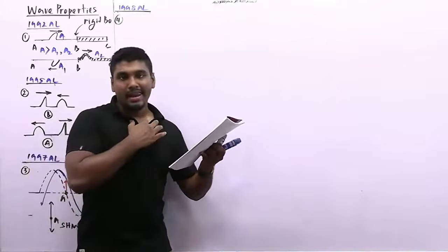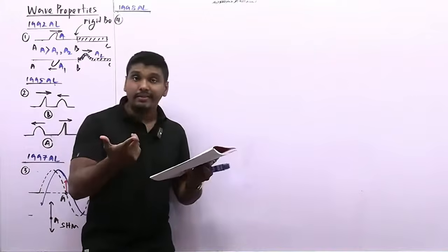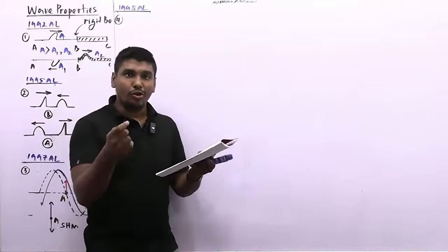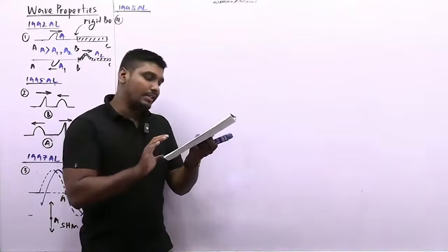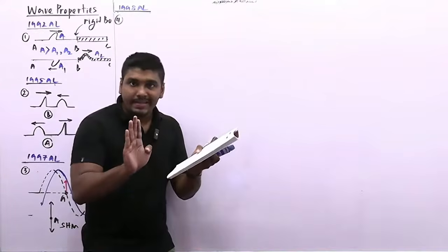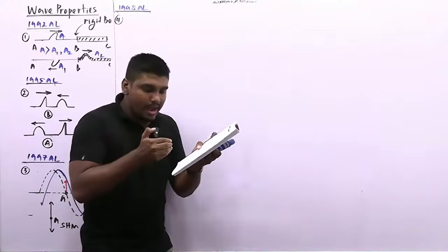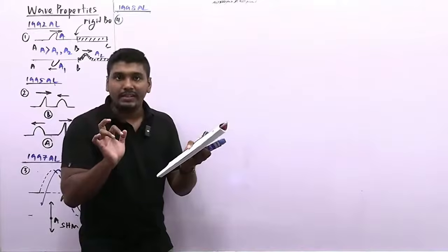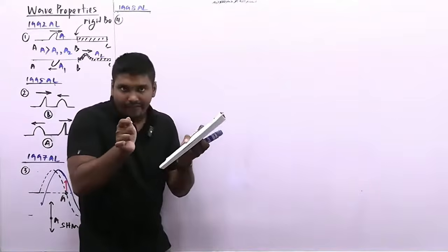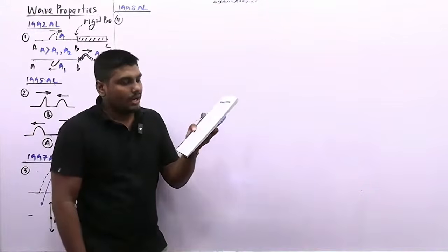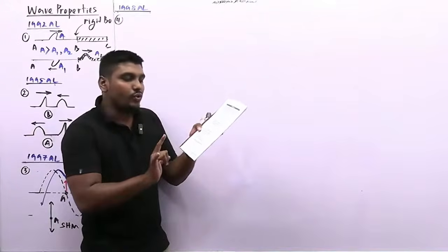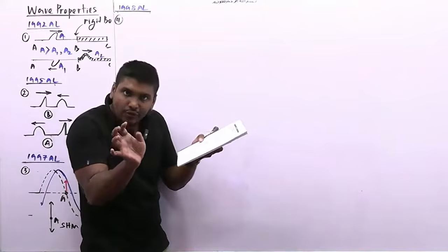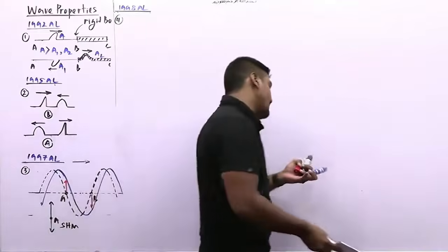According to the V equals f lambda equation, assuming the speed is constant, the larger the wavelength, the smaller the frequency. The smaller the wavelength, the larger the frequency. Now you can clearly see that in this scenario, which diagram shows the smaller frequency?